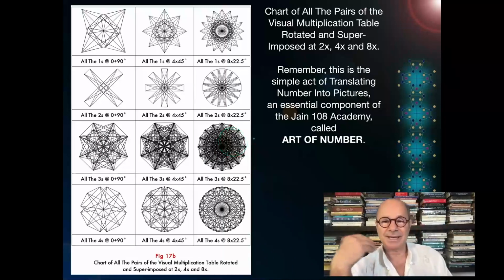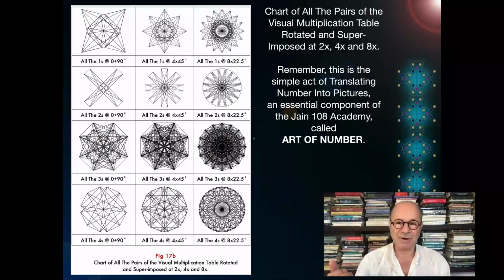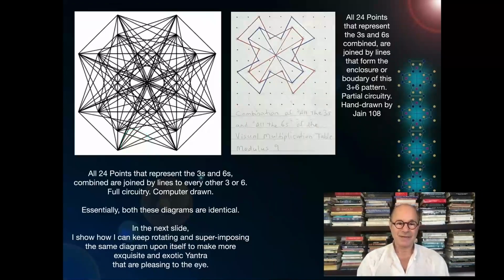And that's part of the key to the Jain 108 Academy, called the art of number. We turn numbers into pictures, and a lot of these pictures that appear like Maltese crosses are actually ancient symbols. So that's the power of rotation and symmetry. I've combined all the 3s and 6s here, and that's the full circuitry, which is a beautiful diagram. But here I've just shown you the boundary of it. And this diagram here is actually what's on the panel of all the slides.